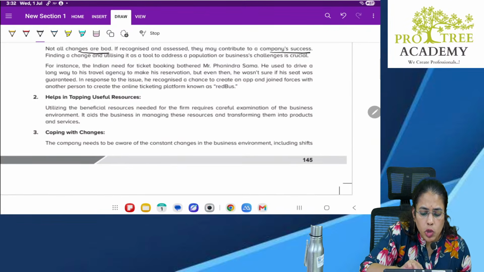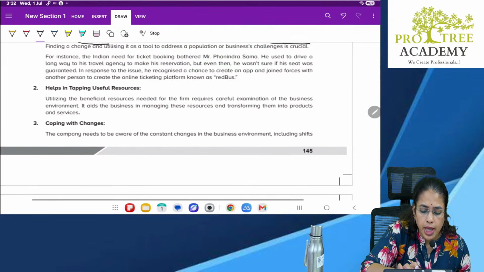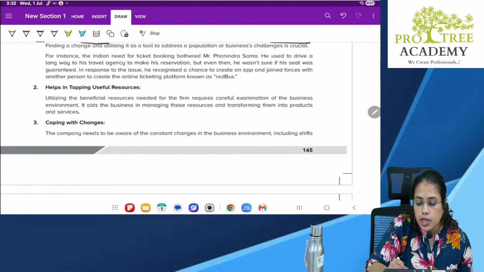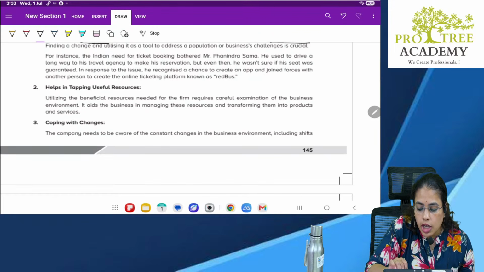It helps in tapping useful resources. How? Utilizing the beneficial resources needed for the firm requires careful examination of the business environment. It aids the business to manage these resources and transform them into products and services.